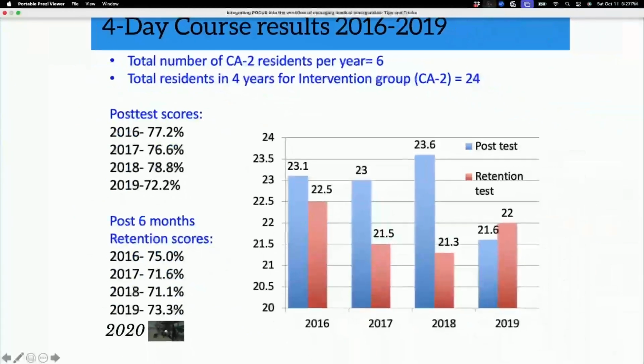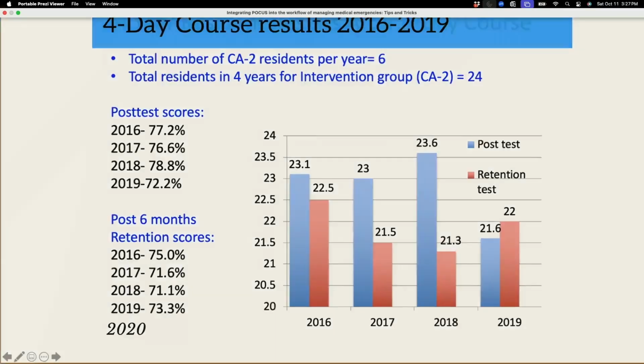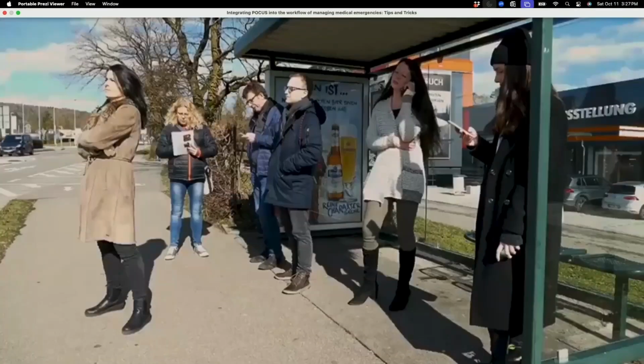And we showed that in 4 days of training, the passing score was 70%. All these years, they were really getting above 70%. And what was surprising is that in 6 months, they were maintaining the score. So they maintained their knowledge after 4 days. And then in 2020, something bad happened.